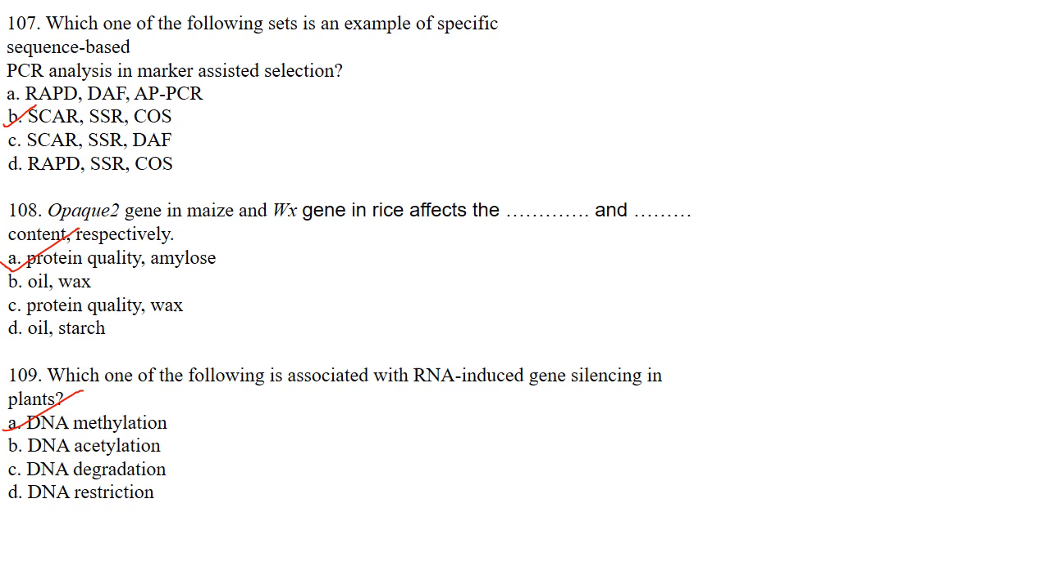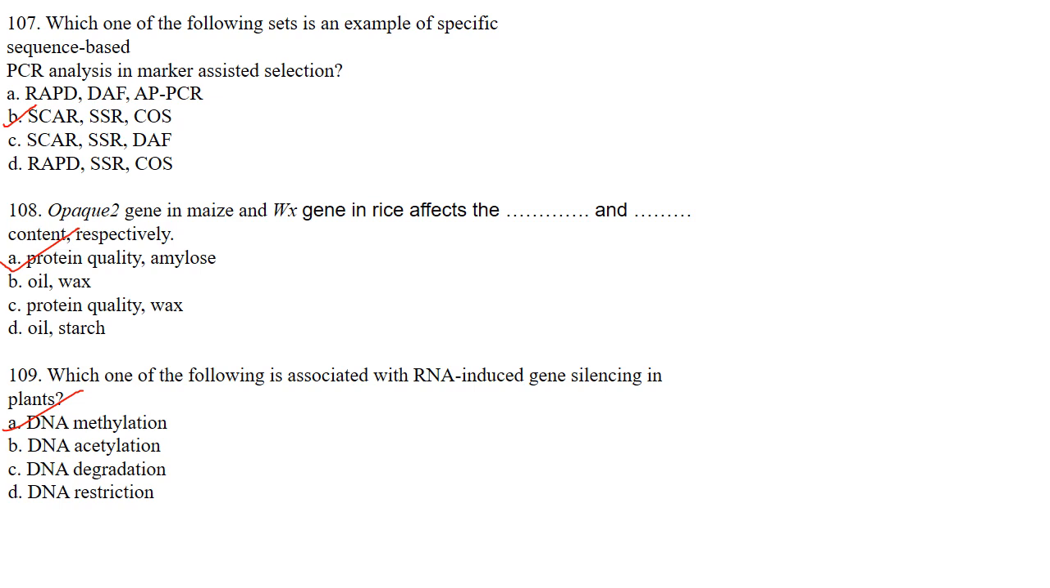And COS, that is conserved ortholog set, are highly conserved with low copy number region. So they have asked, out of the following, which one of the following set is an example of specific sequence based PCR analysis? So specific sequence based analysis is taking place in SCAR, SSR and COS. The other two, DAF and RAPD, are using arbitrary primers. So answer will be option B.